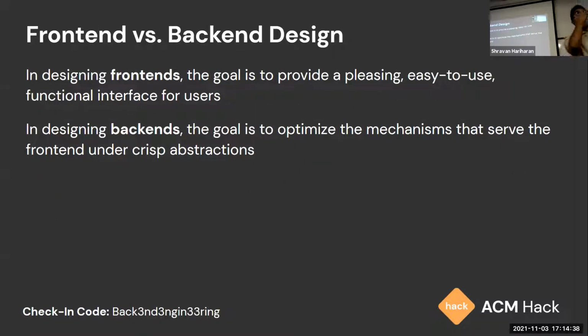So when we talk about front end and back end design, the ideal front end would be something that's easy to use, that's pleasing, and that's functional for users, right? If we think about a car, the steering wheel should be very easy to use, the brakes should be very intuitive, because otherwise the user can't use the car or they get into an accident. And when we design backends, it's a different problem. When we're designing backends, what we care about is optimizing the mechanisms that serve the front end. So it's a very different challenge than what front end deals with.